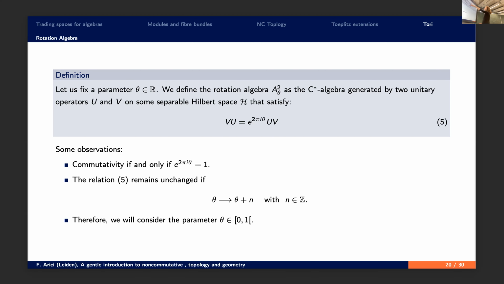Now, this relation remains unchanged if you translate your theta by an integer, because the phase eats it up. So actually we can restrict our analysis to picking a parameter theta in 0 and 1. Actually, you could also restrict to 1/2 by swapping U and V, but let's just leave it between 0 and 1. This algebra is one of the first examples of non-commutative C-star algebras that were studied and used in applications of non-commutative geometry, including applications to solid state physics, but also to the theory of foliations.